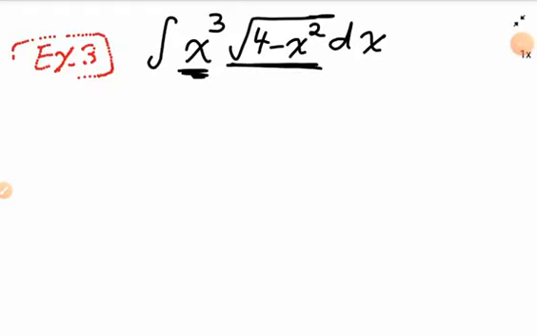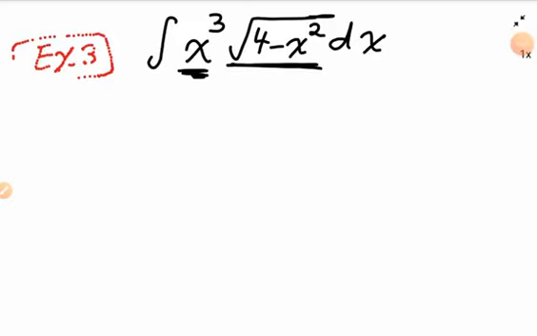In this case, take care, this question is tricky. When both are algebraic expressions, we let dv be the most complicated portion of the integrand that can be easily integrated. Again, let dv be the most complicated portion of the integrand that can be easily integrated. So which part is more easily integrated? I think radical 4 minus x squared is the easiest for integration. So here dv will be radical 4 minus x squared.